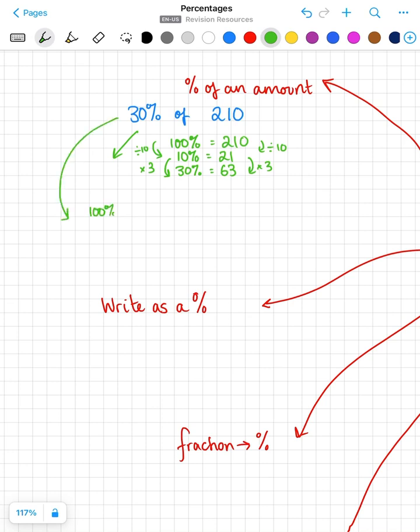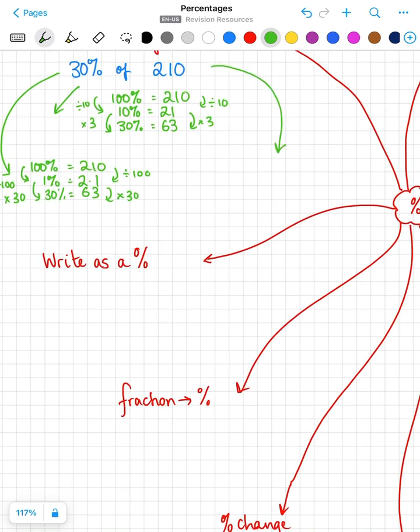Very similar is the 1% method, where if 100% is 210, if you find 1%, you're dividing your entire thing by 100. 1% is 2.1, and you can times that by 30 to get 30%. Essentially what we're doing here is using ratios without it looking like ratios. And we get 63.